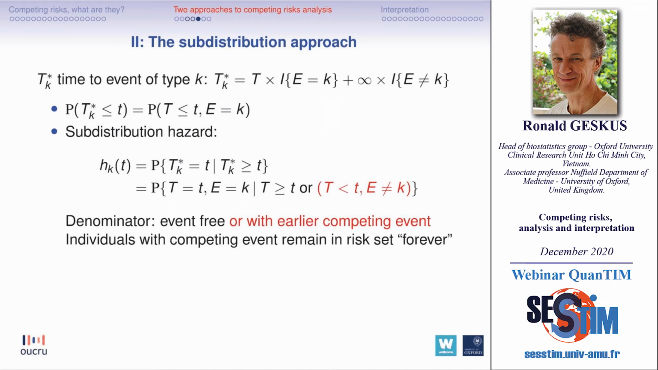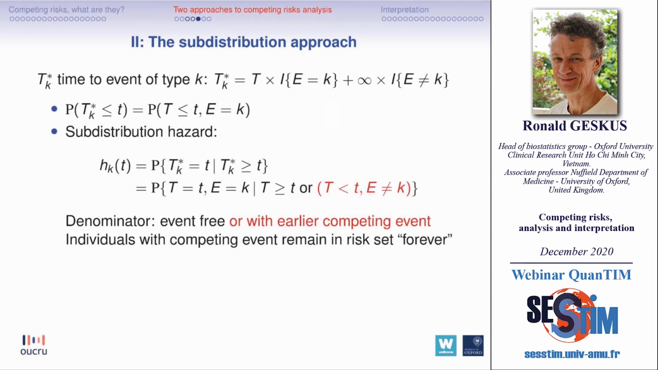So before the vertical line, the t star k equals t is basically the same as we had before. It means that there was an event of type k at time t, but the condition that t star k needs to be larger than or equal to t can be either of two things. Either the individual didn't experience an event yet, or a competing event had happened already. And that is exactly what is meant by an individual remains in the risk set.